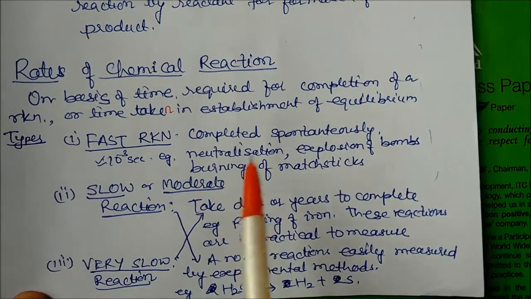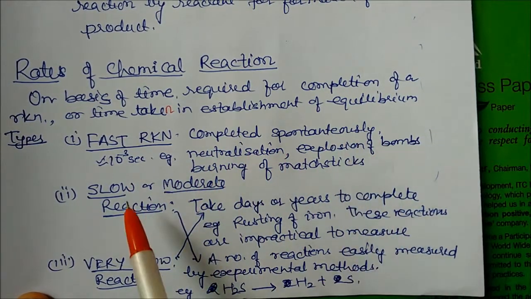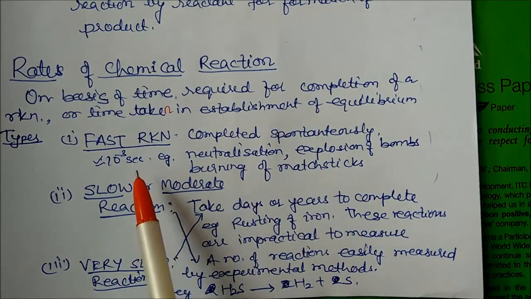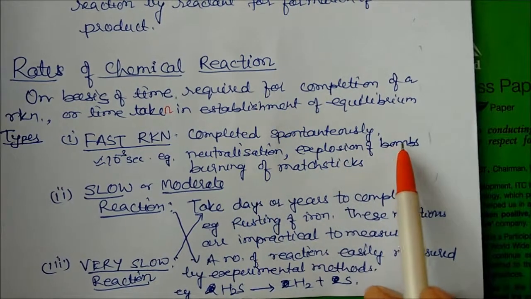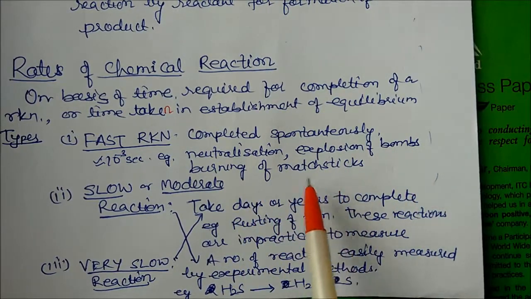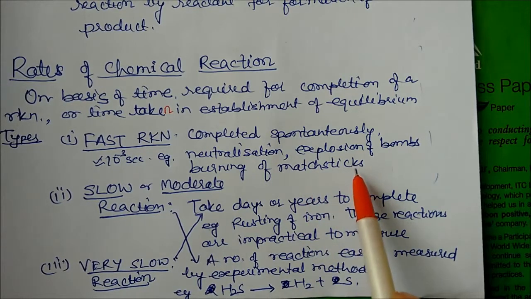Fast reactions are those reactions which are completed spontaneously, meaning how much? About 10 to the power minus 3 seconds, a very small amount of time, very fast. Like neutralization reactions, explosion of bombs, burning of matchsticks, which form immediately. We cannot estimate the time, they can form in microseconds.